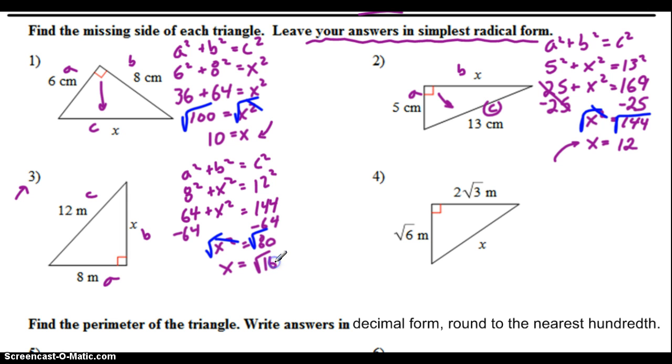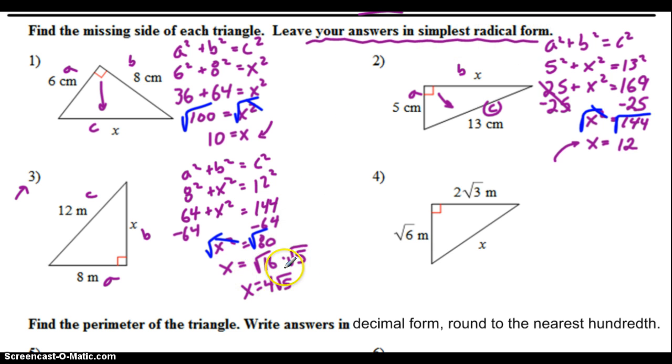So I can write this as the square root of 16, and what's left over? Well, 16 times 5. The square root of 16 is 4. The square root of 5, well, we're left with under the square root. And so x equals 4 square root 5. Notice, again, simplest radical form.